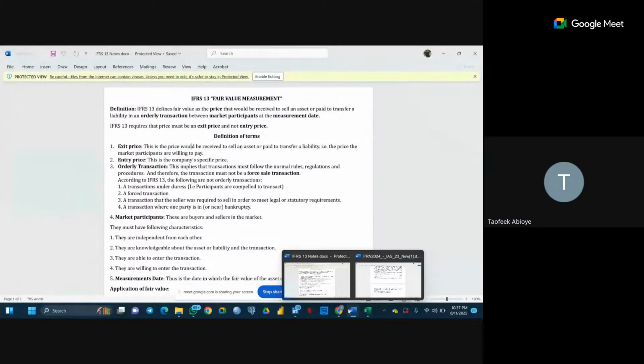So they are trying to explain the meaning of transactions that are not orderly transactions. That's a transaction under duress, a forced transaction, a transaction that the seller was required to sell in order to meet legal or statutory requirements. If that is the case, the seller does not have negotiating power on their side again because there is a targeted obligation that must be met.